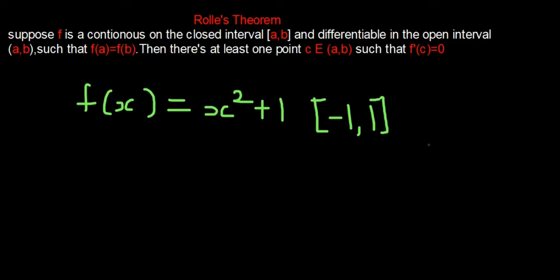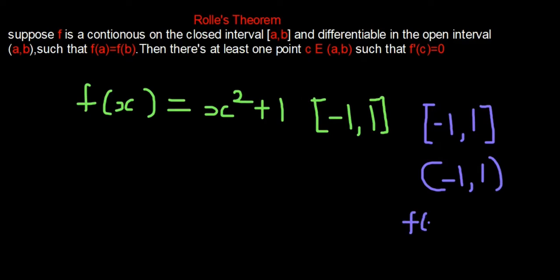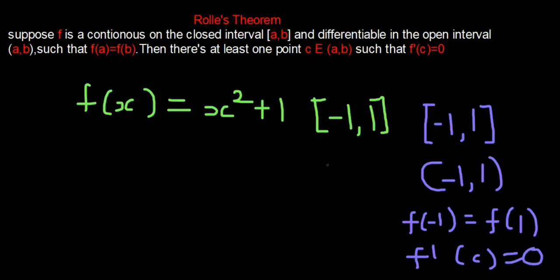For Rolle's theorem to hold for this function, first of all, the function has to be continuous in the given interval -1 to 1, and then it has to be differentiable on the open interval -1 to 1, and also f of -1 must be equal to f of 1. If all these conditions hold, then you can go ahead and find the value of c. So now let's check if the conditions here are satisfied by this function.